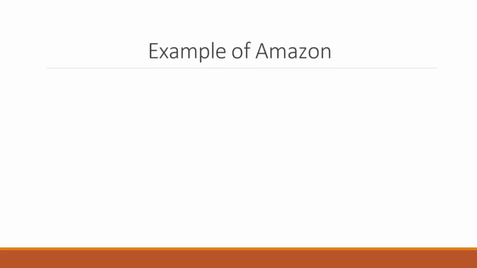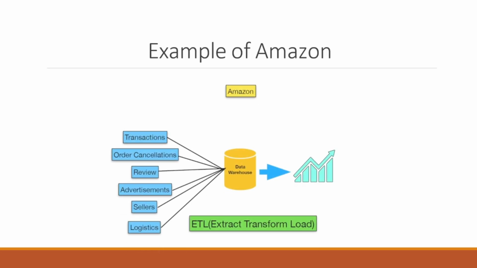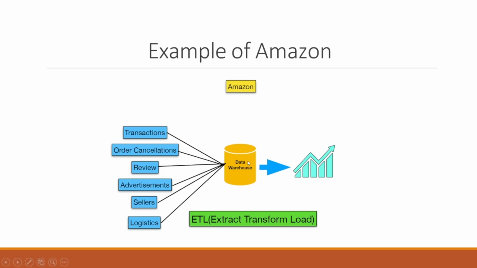So here first, how to use data analysis and where to use data analysis. Okay, so first here we have given the example of Amazon. Here we have a data warehouse example. What is meant by a data warehouse? A data warehouse is the place where all the data related to your Amazon website, like transactions, order cancellations, reviews, advertisements, sellers, logistics, is stored. If you want to store the data related to all of these sections, you have to use this data warehouse. Simply, you can consider that a data warehouse is the place where the complete data related to your website, the Amazon website, will be stored.